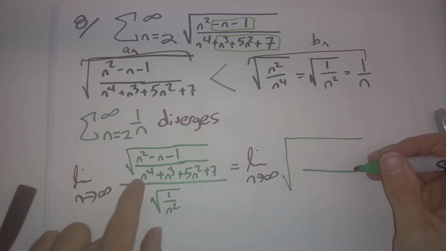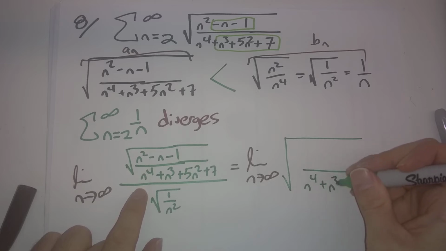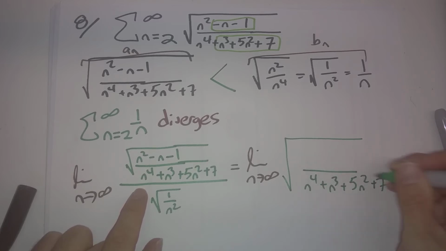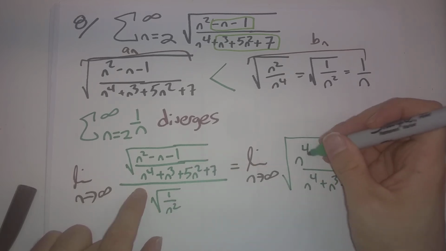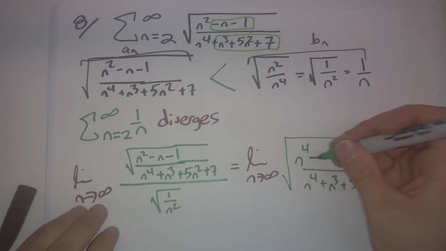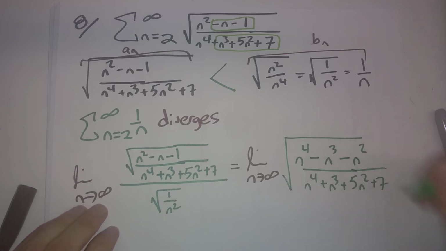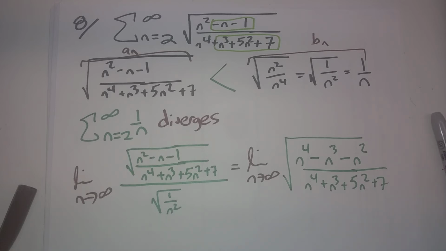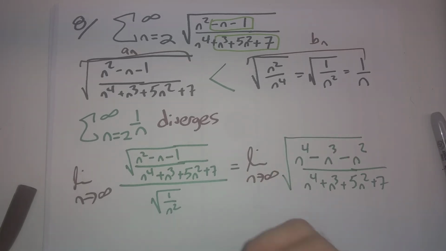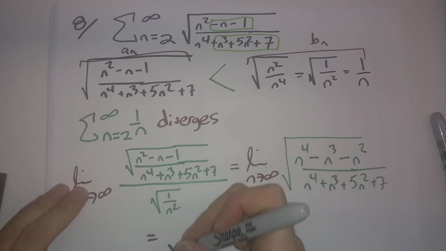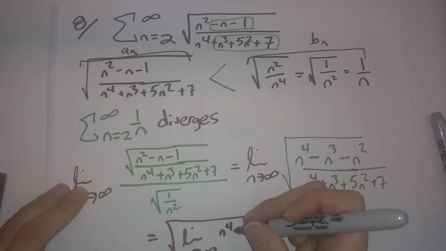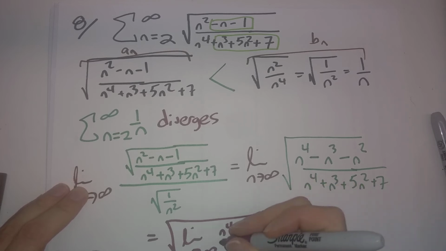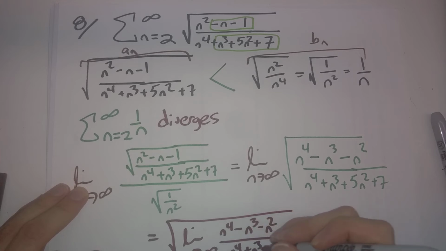So the denominator here will still be n to the 4th plus n cubed plus 5n squared plus 7. Dividing by 1 over n squared, that n squared flips up to the numerator. So n squared times this gives me n to the 4th minus n cubed minus n squared. Square root is a continuous function, so I can move it outside the limit. And so I have the square root of the limit as n goes to infinity of n to the 4th minus n cubed minus n squared divided by n to the 4th plus n cubed plus 5n squared plus 7.